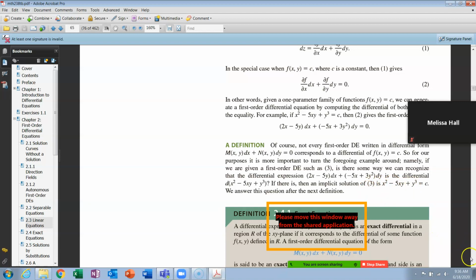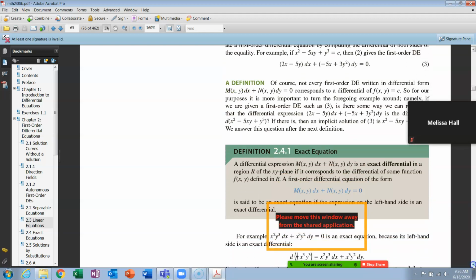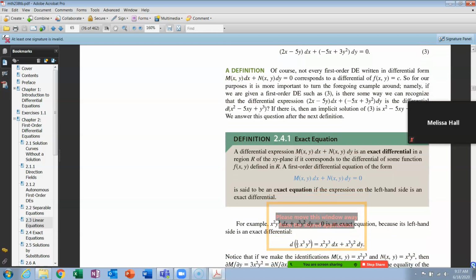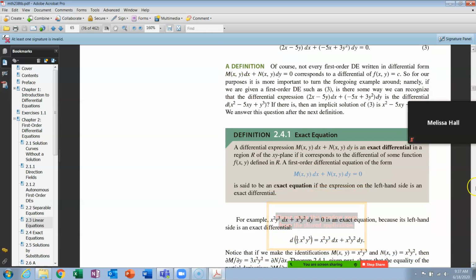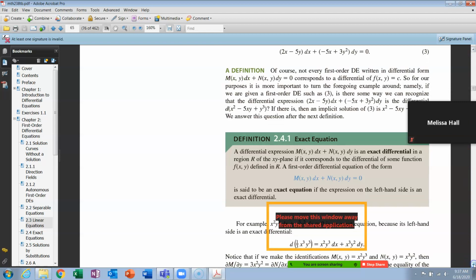So here is the definition we use basically to determine what an exact equation is. Now, I've got boxes in the way everywhere. Here, I think I've avoided them right here. Okay, kinda anyway. Yeah. All right.